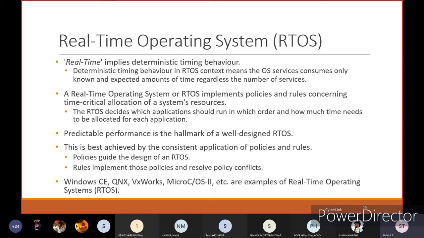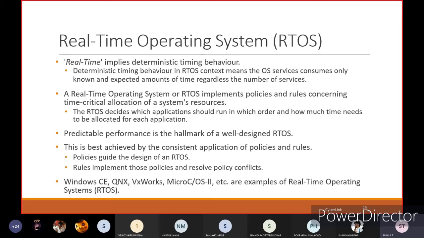Next we have the real-time operating system, RTOS. Real-time implies deterministic timing behavior. Deterministic timing behavior in the RTOS context means that operating system services consume only a known and expected amount of time, regardless of the number of services.